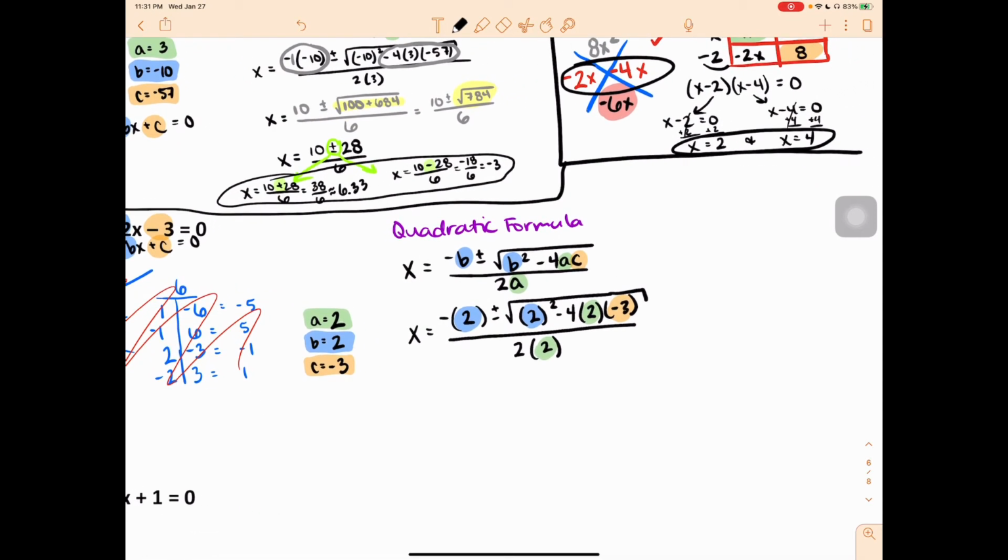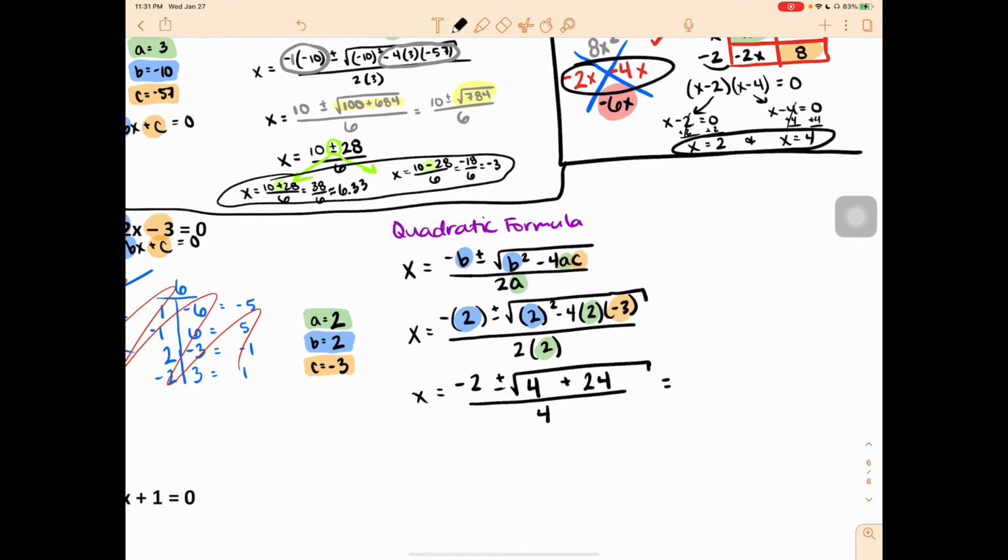All right, so now this one is negative times +2 is just a -2, plus or minus the square root. We have 2 squared, so 2 squared is 4. And then we have -4 times 2 times -3. That is -8 times -3, which is +24. All over +4.